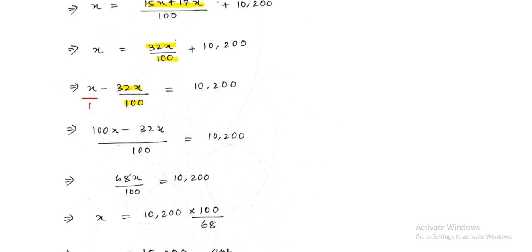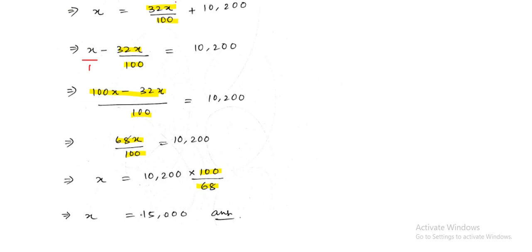So now if we solve this, we will get 100x minus 32x by 100. So 100 minus 32 is 68x. So 68x by 100 equals 10,200, which becomes into 100. And if we cancel, we will get 15,000.